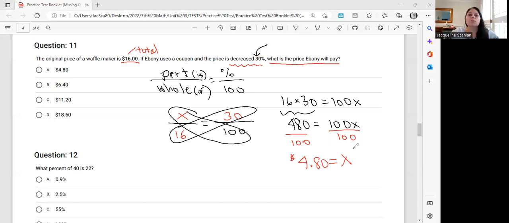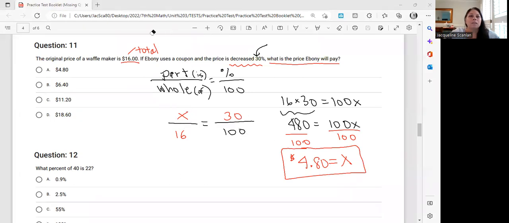Okay, I'm going to remember that we're talking about money because we're talking about buying a waffle maker. All right, so now I need to interpret this information. x is $4.80. And so what does that mean? Well, I'm going to show you what that means. I'm going to put x over here and say that it equals $4.80.